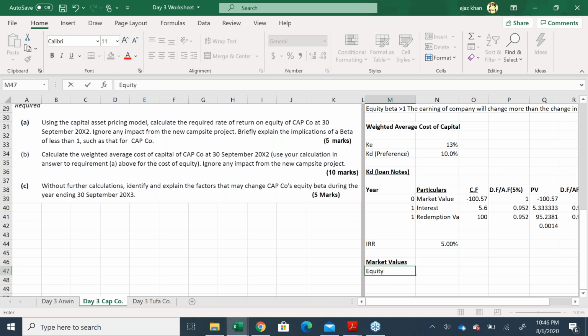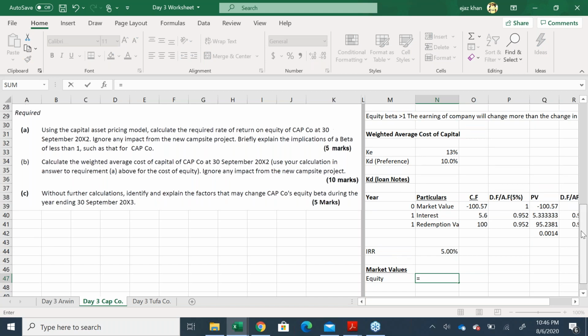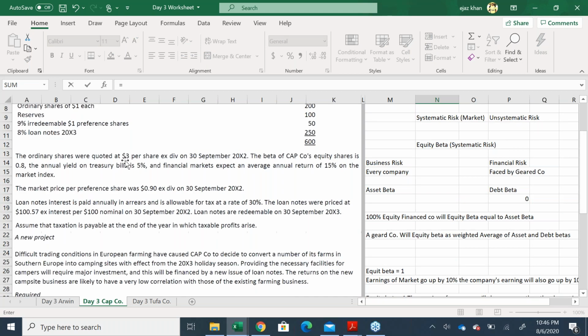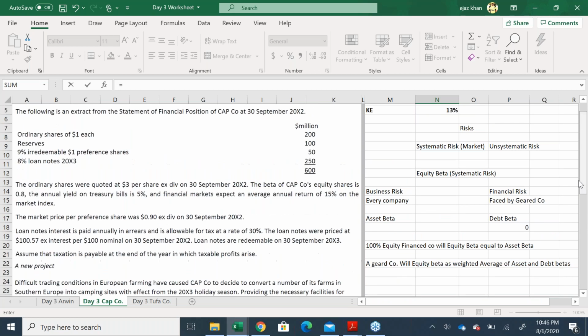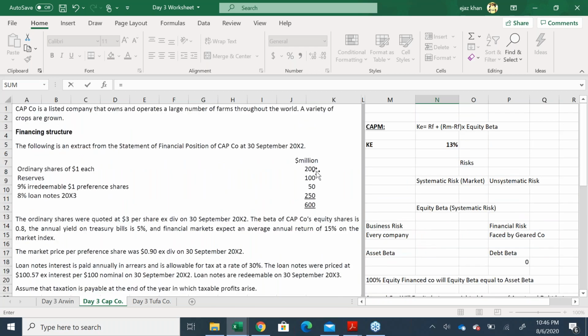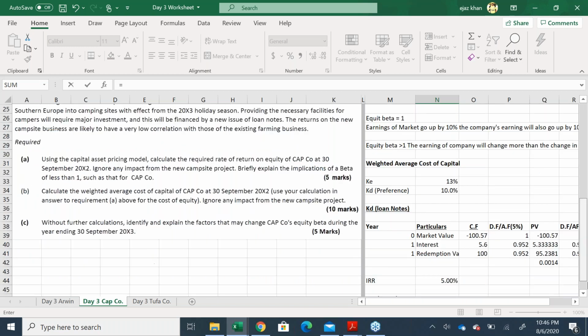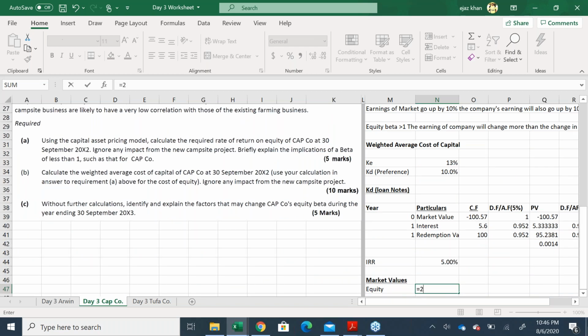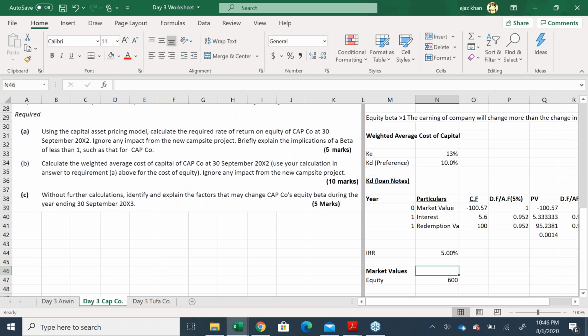Equity. For equity market value, all we have to do is to pick up the price per share and multiply it with the number of shares. Simple. So it's 3 per share, and the total number of shares will be 200 million, because each share has a par value of $1. So I'll just write in millions: 200 into 3, the market price, and the values are in millions. So done with the equity.